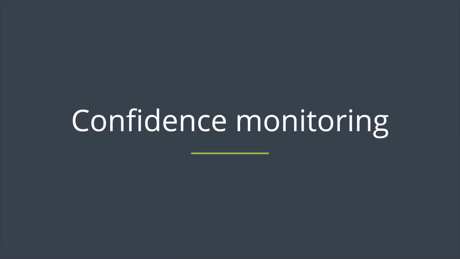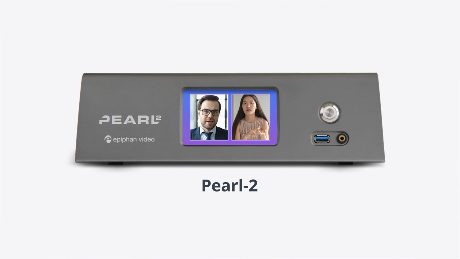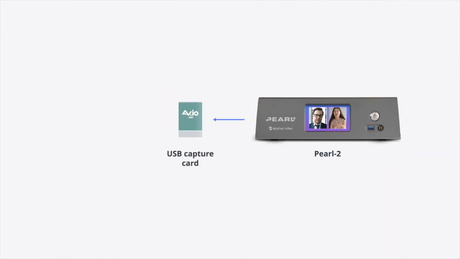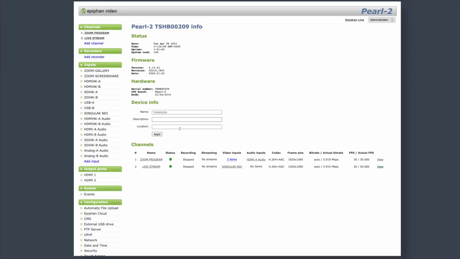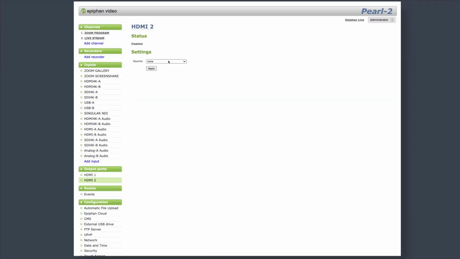It's important for the Zoom participants to be able to see the stream in real time. For confidence monitoring, we can use the feed from Pearl as a video source on the host computer. To do this, I will use Pearl's HDMI output and a USB capture card. Let's take a closer look. Go to the HDMI output port and select the live channel as the HDMI out.